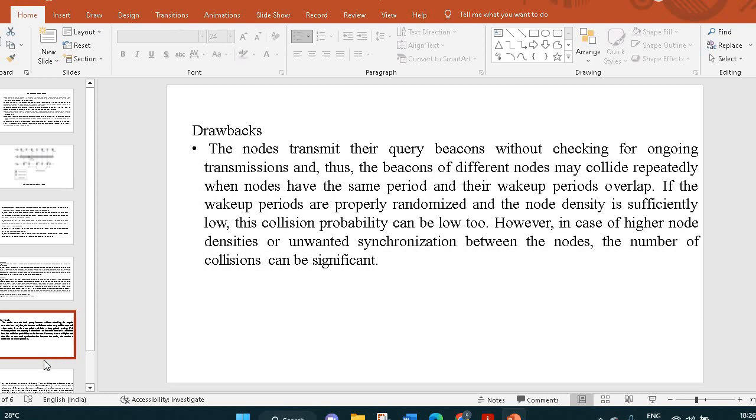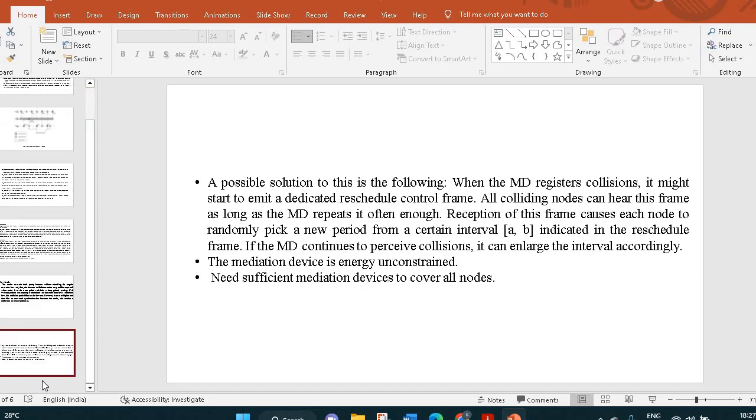Coming to drawbacks, the nodes transmit their query beacons without checking for ongoing transmissions, and thus the beacons of different nodes may collide repeatedly when nodes have the same period and their wake-up periods overlap. If the wake-up periods are properly randomized and the node density is sufficiently low, this collision probability can be low too. However, in case of higher node densities or unwanted synchronization between the nodes, the number of collisions can be significant. A possible solution to this is the following.